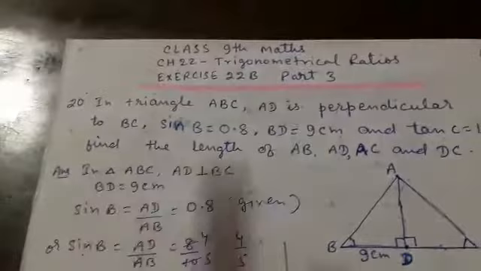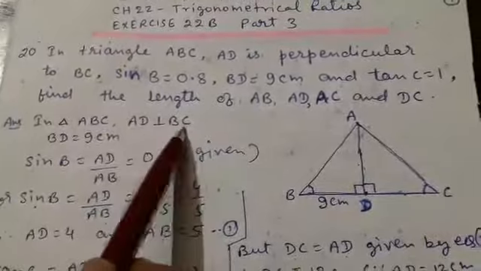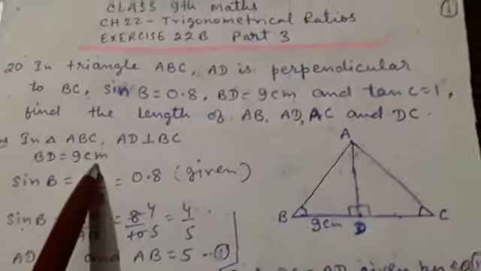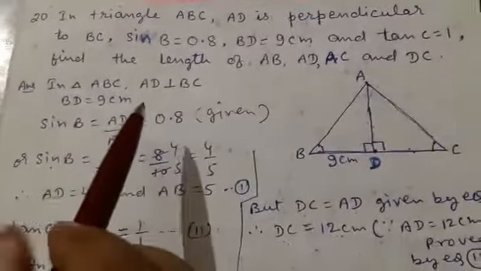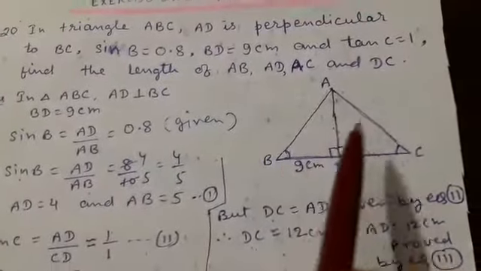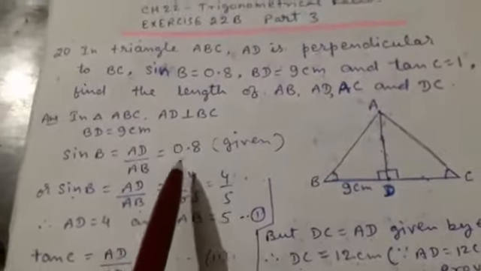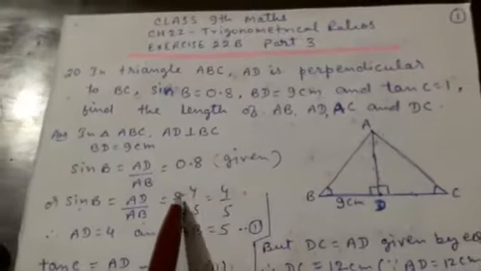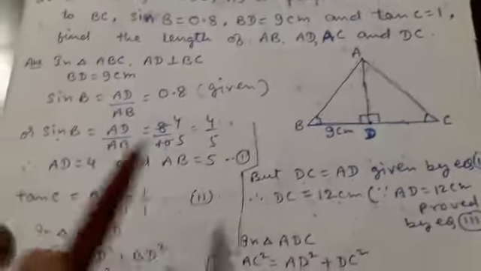So let us see. Here is triangle ABC. AD is perpendicular on BC. So in triangle ABC, AD is perpendicular on BC and BD is equal to 9 centimeter. It is given. So sine B is equal to, as we know that sine theta is equal to P by H. So in triangle sine B is equal to P by H, means AD by AB, that is given 0.8. So sine B is equal to AD by AB, which is equal to 8 by 10. By removing this decimal we will get 8 by 10. Let us simplify this number. 2 4s are 8, 2 5s are 10. So AD by AB is equal to 4 by 5. It means AD is 4 and AB is 5. This is our first equation.